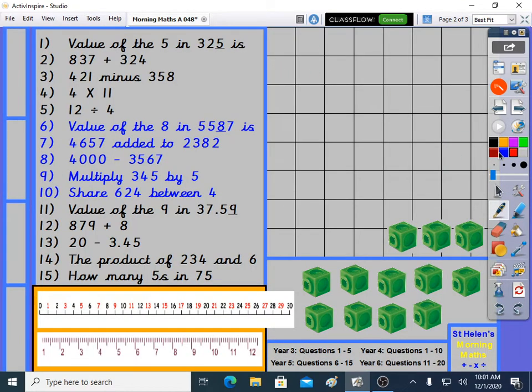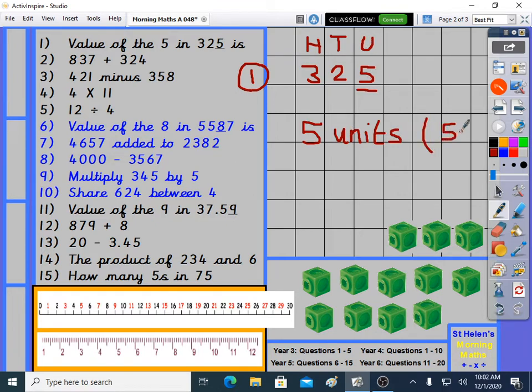Year 3 level question 1. Value of the 5 in 325. What's the value of the 5? Units, tens, hundreds. You can see it's worth 5 units. So this is a different type of place value question than some we've been doing, but 5 units is worth 5. That's question 1. We're just saying what the 5 is worth. It's worth 5 units. It's not worth 5 tens or 5 hundreds. It's worth 5 units. Question 2, I think I'll fit here.